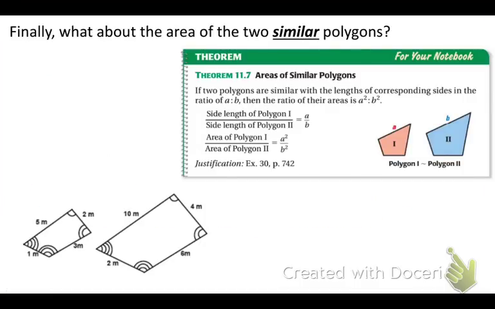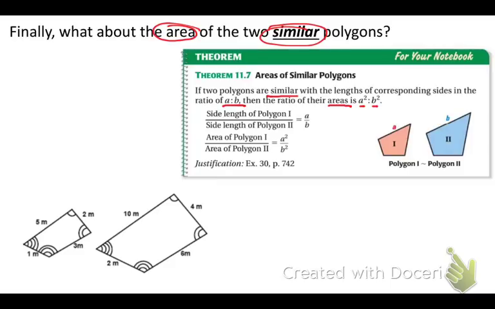Now, the new news for the day is about the area of two similar polygons. Okay, so now we're talking about area. So that's not the fence around the shape, that's the interior of the shape, the area of the interior of the shape. And again, we're talking about two similar polygons, not just any kind of polygons. Okay, they have to be similar. So what this theorem tells us is that if two polygons are similar, with lengths of corresponding sides in the ratio of A to B, then the ratio of their areas is A squared to B squared.